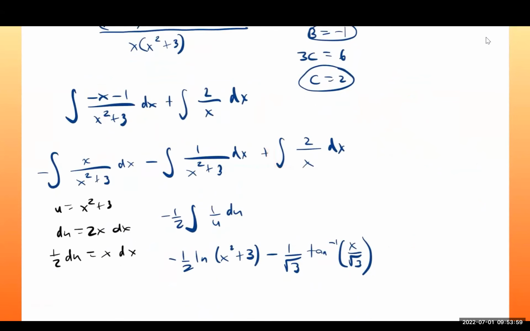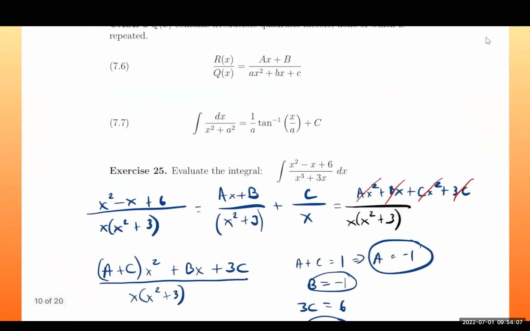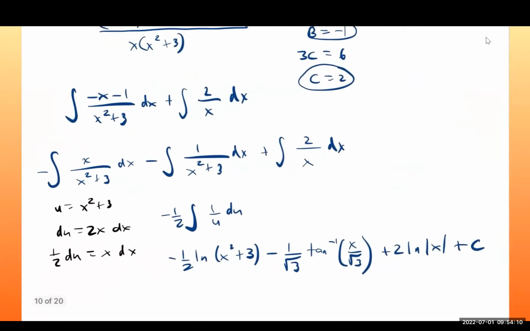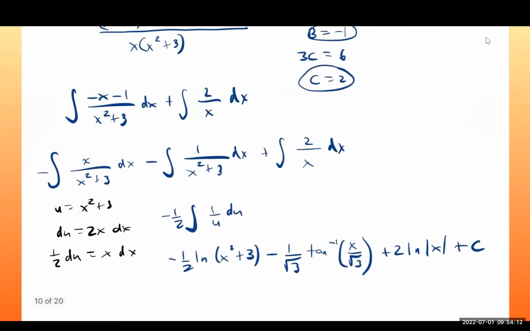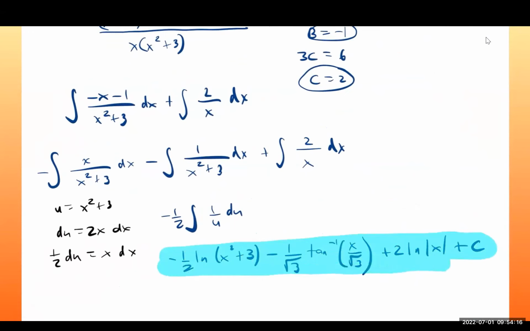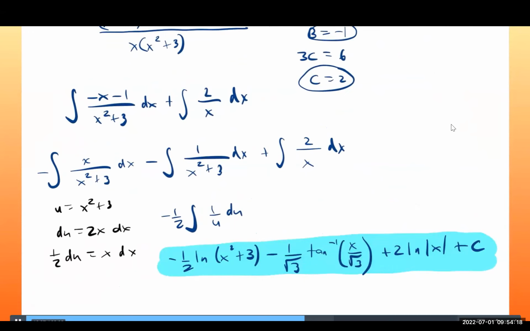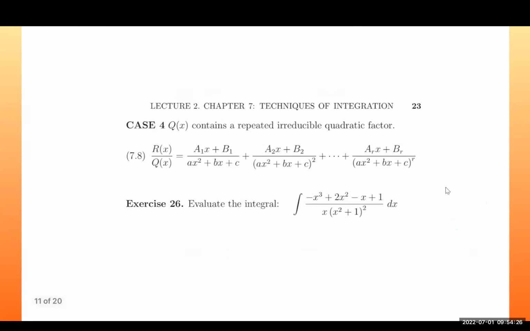All right, and then the final integral is 2 over x, which is just 2 natural log of absolute value of x. And don't forget your c. And that is our final answer. All right, so that was a long problem, but we got through it. And now let's move on to the final case, which is case number 4.